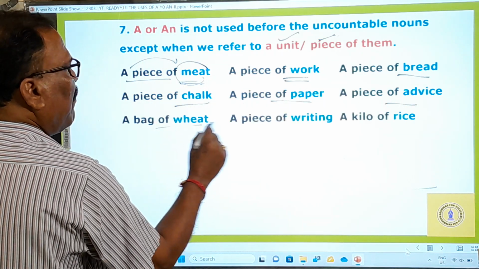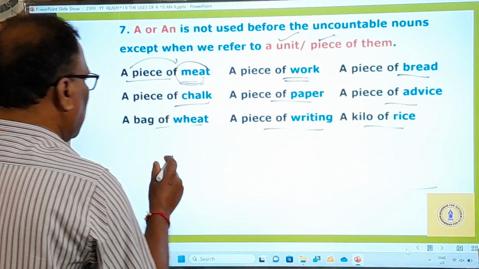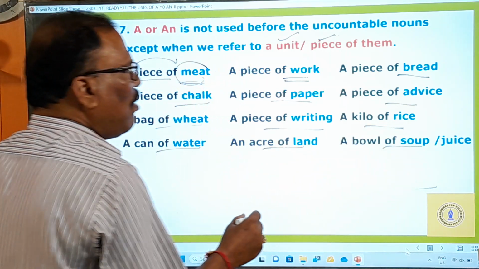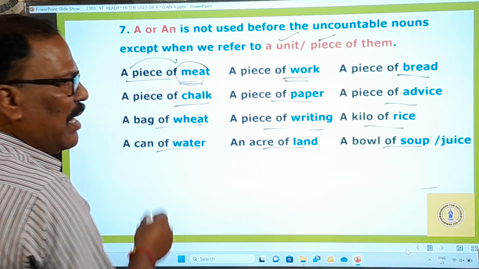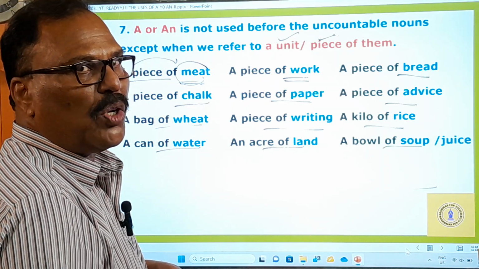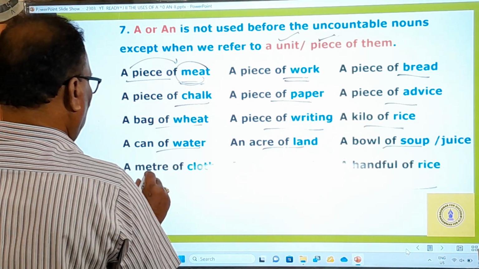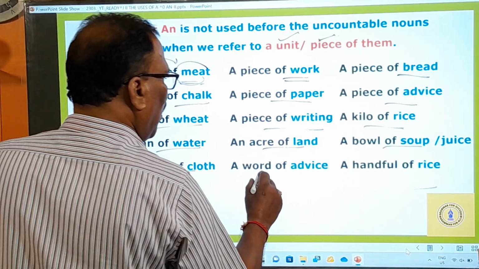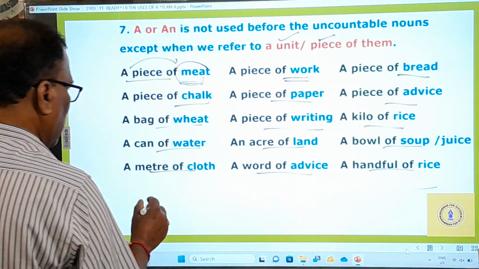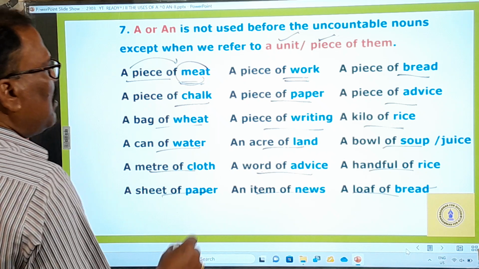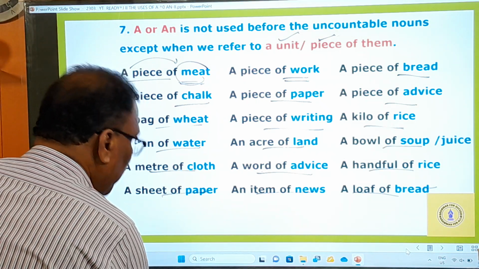A piece of wheat, a piece of writing, a piece of rice, okay, a piece of water, an acre of land, a bowl of soup. Directly you can't say, give me chicken soup. No, give me a bowl of chicken soup. Okay, and I'll give you examples. A meter of cloth, a word of advice, a handful of rice, a sheet of paper, an item of news, a loaf of bread.